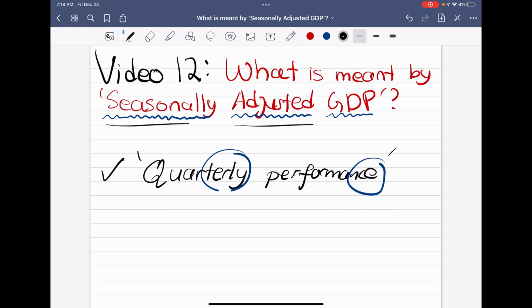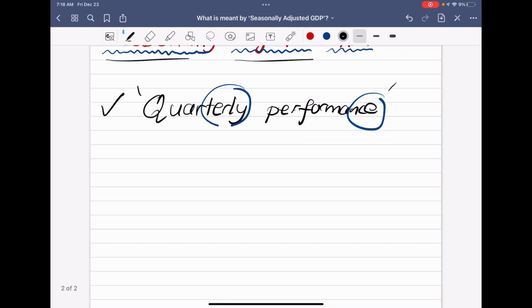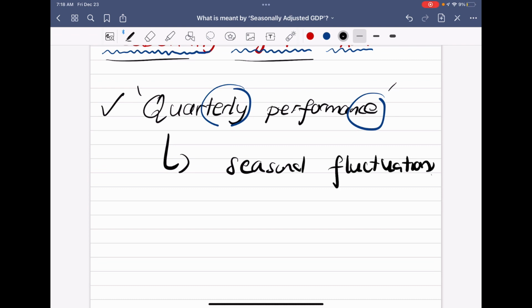But note that there are seasonal fluctuations, which is very important. Naturally, the GDP over the course of the year has certain fluctuations. Let me give you an example. Maybe during winter, the agricultural output decreases because it's hard to yield crops naturally. Or in certain seasons, people prefer certain types of food, so that food industry will rise up and maybe another won't be performing as well. So there are natural seasonal fluctuations in the GDP over the course of the year.